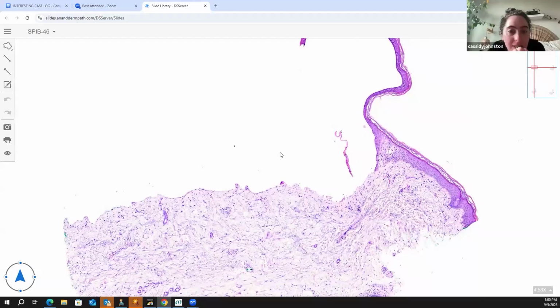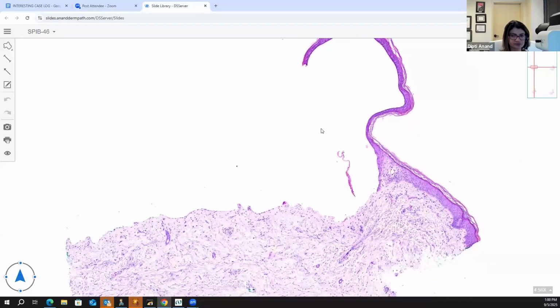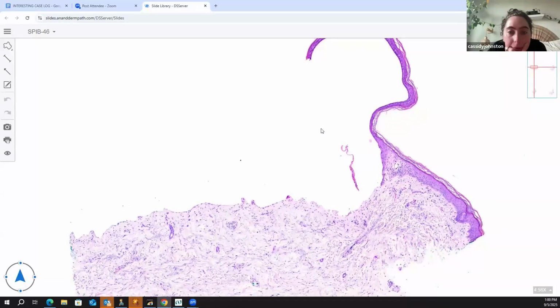So PCT, you can have a frictional blister. Yeah, this doesn't look like one. So you are talking about a cell-poor subepidermal blister, right? So 6 diseases. Okay.